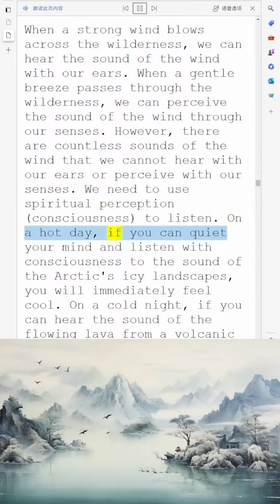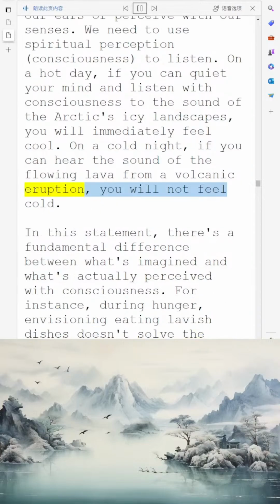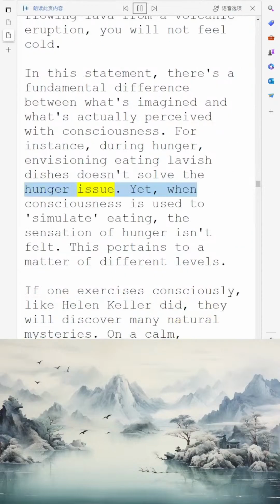On a hot day, if you can quiet your mind and listen with consciousness to the sound of the Arctic's icy landscapes, you will immediately feel cool. On a cold night, if you can hear the sound of the flowing lava from a volcanic eruption, you will not feel cold. In this statement, there's a fundamental difference between what's imagined and what's actually perceived with consciousness. For instance, during hunger, envisioning eating lavish dishes doesn't solve the hunger issue. Yet, when consciousness is used to simulate eating, the sensation of hunger isn't felt. This pertains to a matter of different levels.